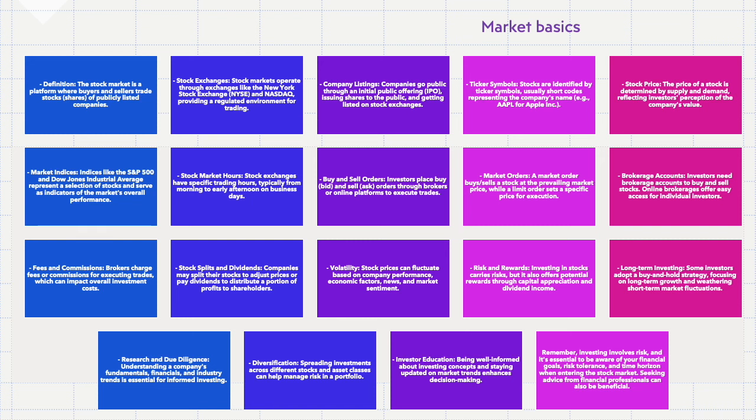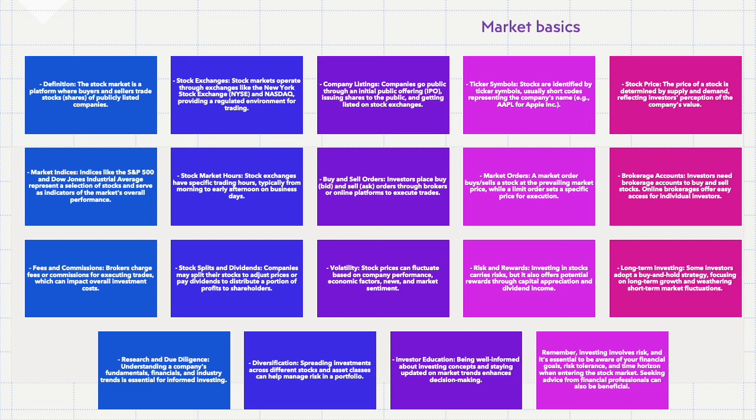Definition. The stock market is a platform where buyers and sellers trade stocks, shares of publicly listed companies. Stock exchanges. Stock markets operate through exchanges like the New York Stock Exchange, NYSE, or NASDAQ, providing a regulated environment for trading. Company listings. Companies go public through initial public offerings, IPOs, issuing shares to the public and getting listed on stock exchanges.